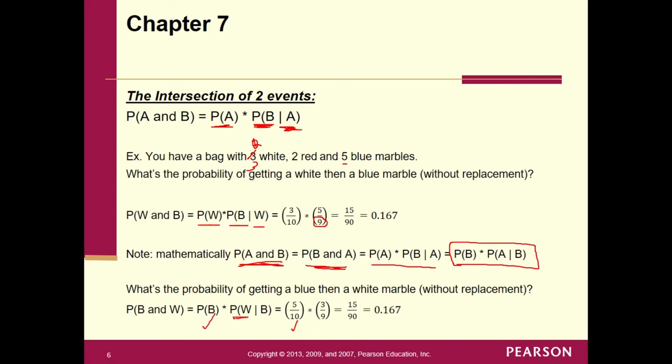And then what's the probability of white given blue? Let's see. We have 3 out of, remember, now we're down to 4, and that means we only have 9 marbles left in there. So we have 3 out of 9, which I have here. Probability of white given blue. And what do we got? 0.167 again. So notice they are exactly the same.